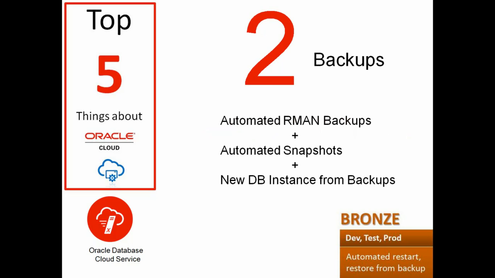So number 2 is backups. So with the Database Cloud Service, you can automate your RMAN backups. You can also automate your storage snapshots. You can automate the backup of your VMs. And finally, you can also create new database instances from scratch from your existing RMAN backups. Again, number 1 and number 2 relate to the bronze level of maximum availability. And when you get to the Oracle Database Cloud Service, by default, you're at least at the level of bronze.